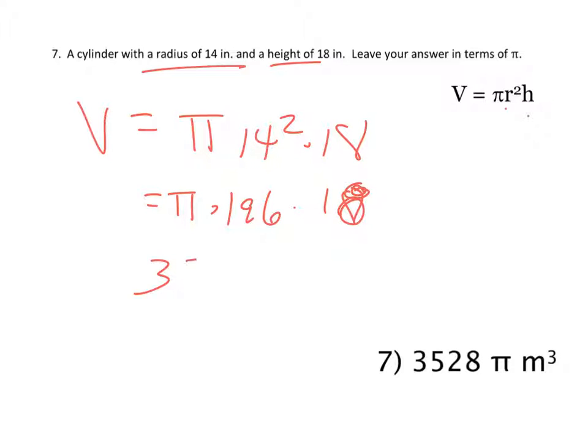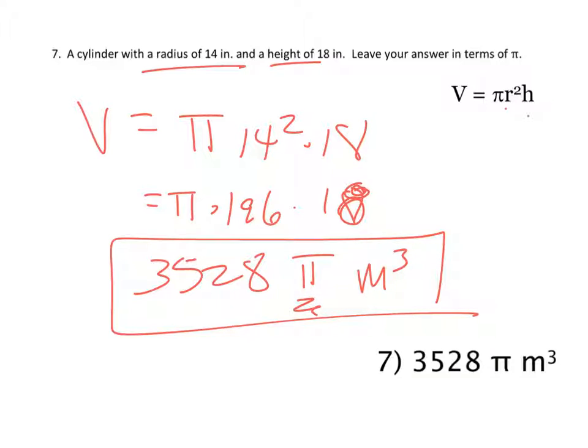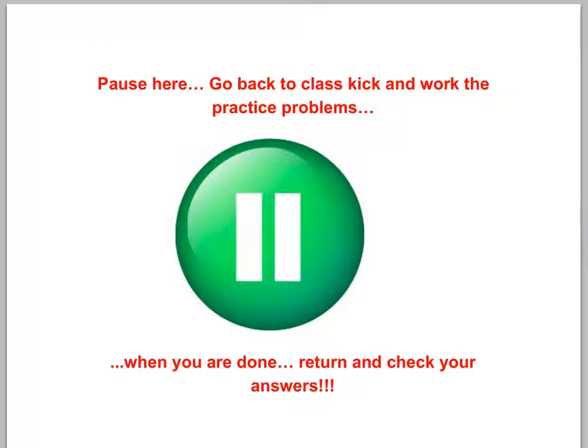So again, 3528 pi, and it is meters cubed. Don't lose that pi. It's one of the most common mistakes I'll see on these folks. Pause, go into class kick, work one more. Please come back here to check it.